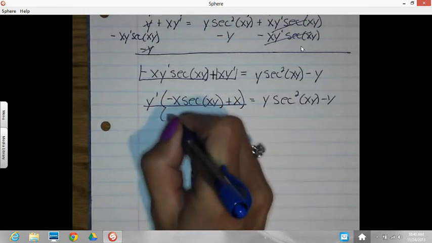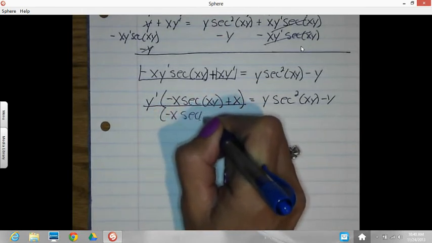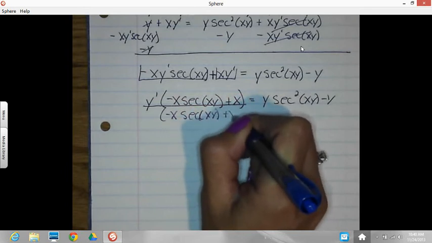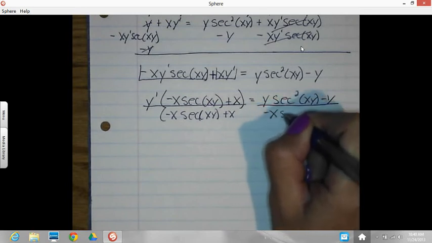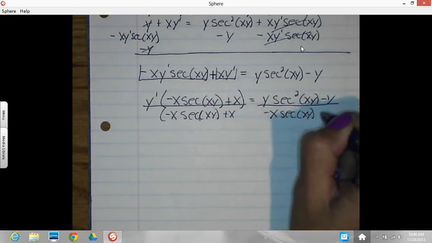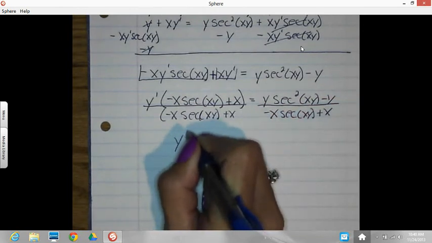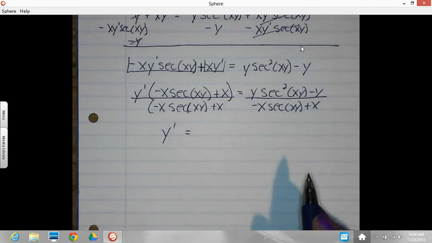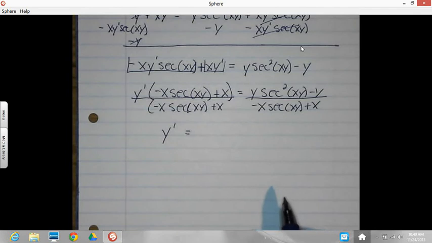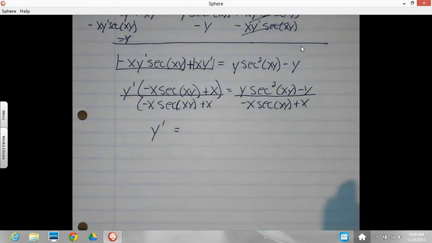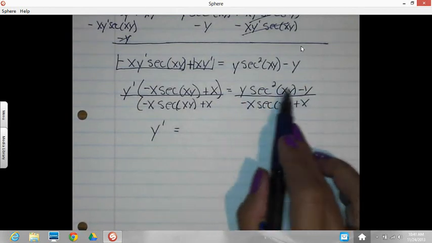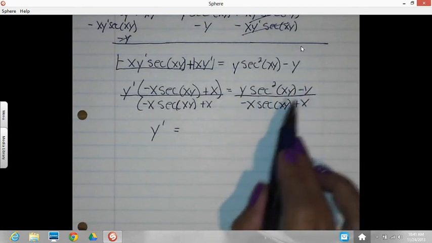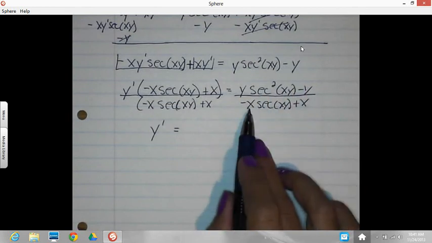Negative x secant xy plus x. Divide by the same thing here. Negative x secant xy plus x. y prime equals. Okay, if I showed you the answer to this, you'd say, well, I didn't get that, because the answer is actually a negative y over x. And where that's coming from is simplifying. If you look in the top here, you see two baskets, and both baskets have that y in common. I'm going to take a y out of the top two baskets. In the bottom, you see both baskets, and there's an x that you can take out of both of them.